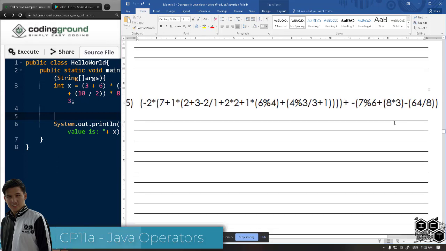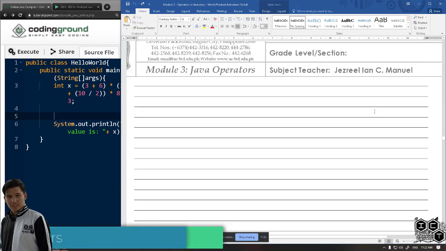Ito, medyo nakakalito din. So, only 5 items. So, I'm hoping na nagigets nyo yung idea ng activity na to, itong part ng performance task natin na to. Okay?